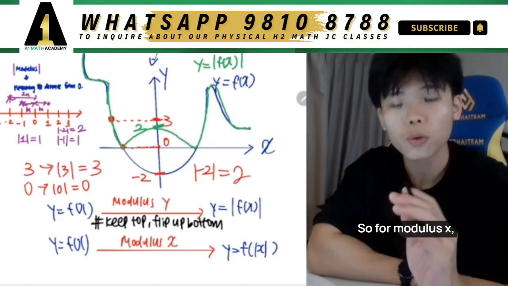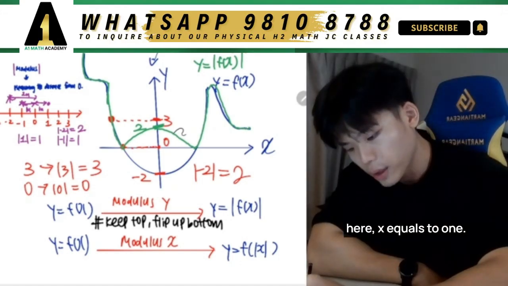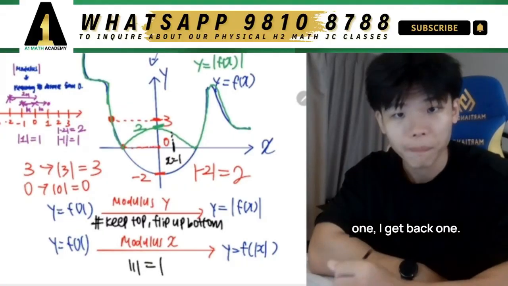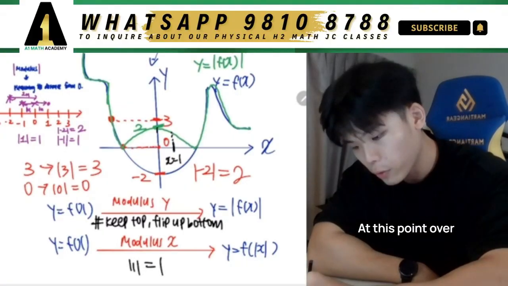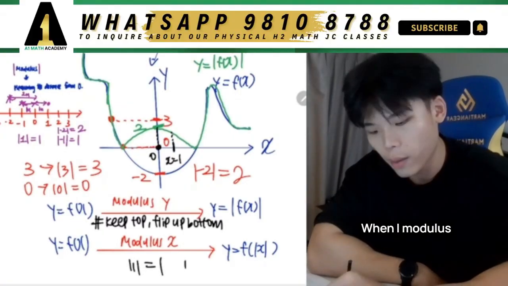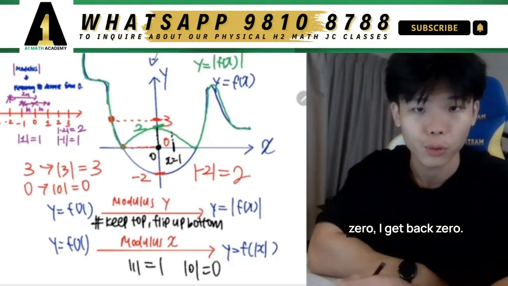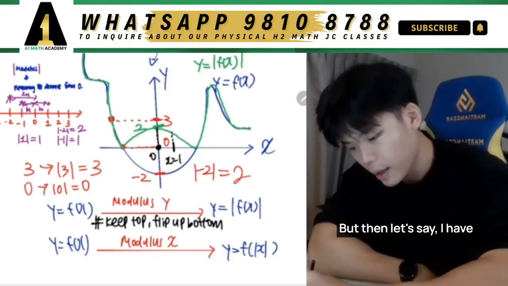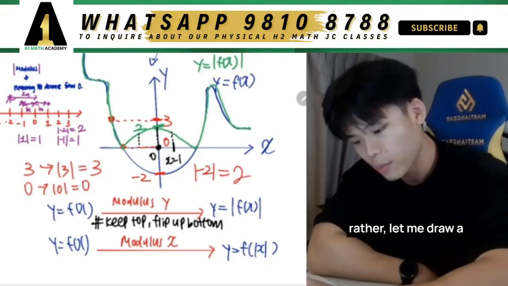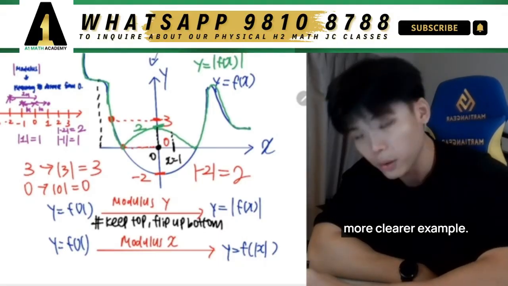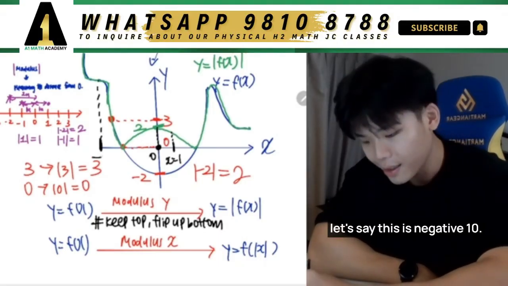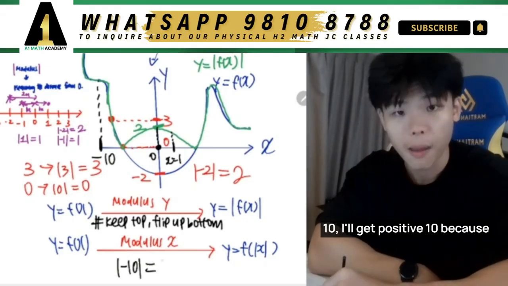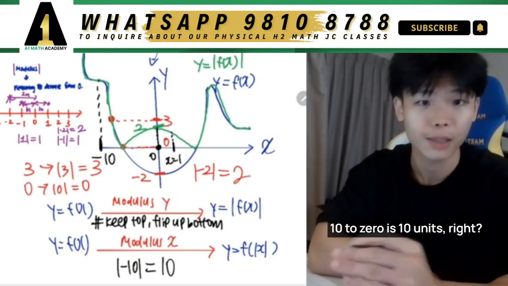Okay, so for modulus x, at this point, x equals 1. When I modulus 1, I get back 1, so no change. At this point, this is 0. When I modulus 0, I get back 0, so no change. But then let me draw a clearer example. Let's say this point is -10. When I modulus -10, I'll get +10, because the distance from -10 to 0 is 10 units.